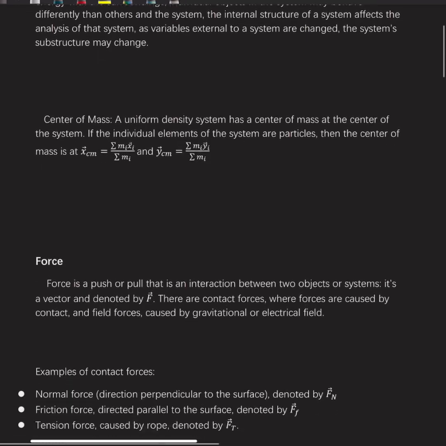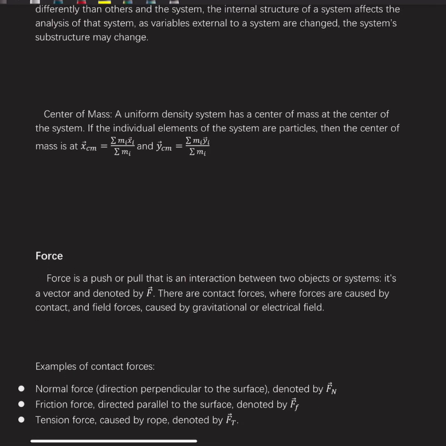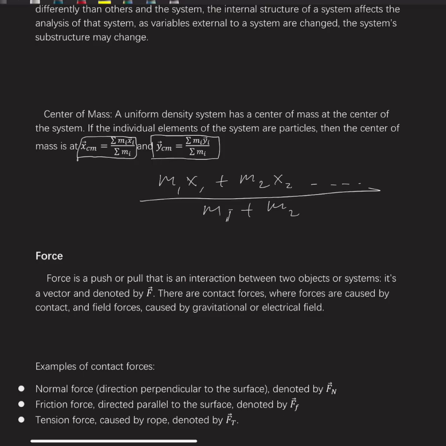And next is center of mass. For a system with uniform density, the center of mass is at the center of the system, and if we treat individual objects as particles, then the center of mass can be represented by these two equations here, which is the sum of mass 1 times position 1 plus mass 2 times position 2, and all over mass 1 plus mass 2, and so on. So you are taking the sum of all these to get the center of mass.